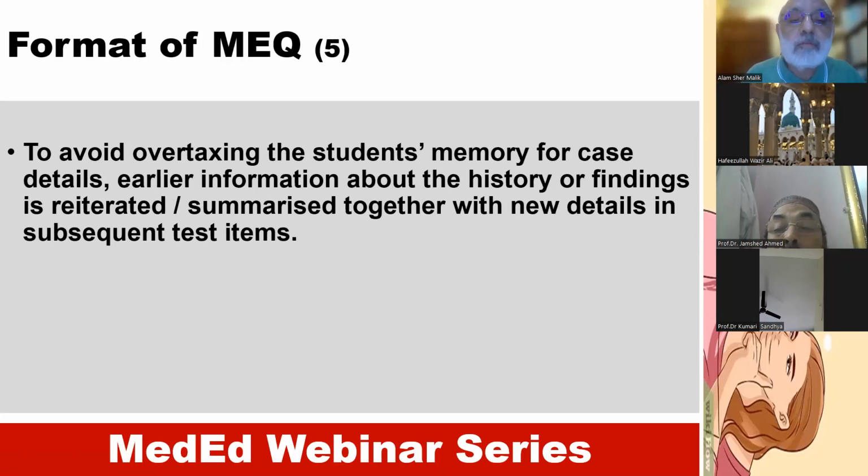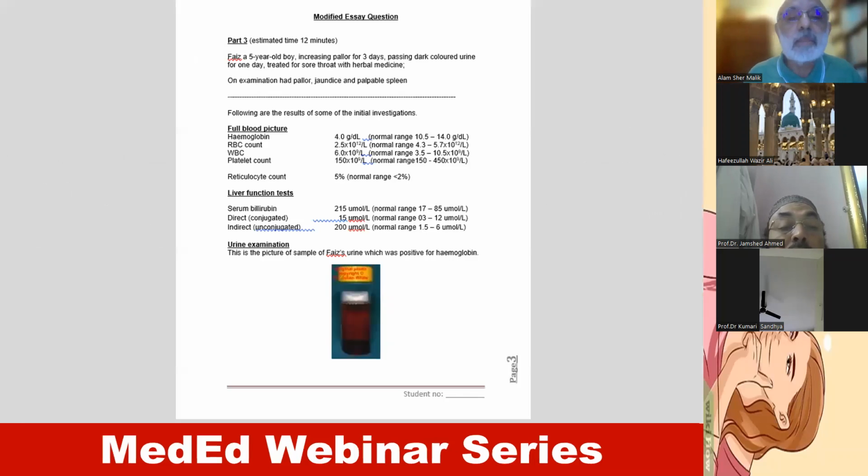To avoid overtaxing the student's memory for case details, early information about the history or findings is summarized together with the new details in subsequent test items. This is the example. You see, this is part 3, and in the first few lines, it gives a summary of the previous 2 parts. And then the new information is added below that.